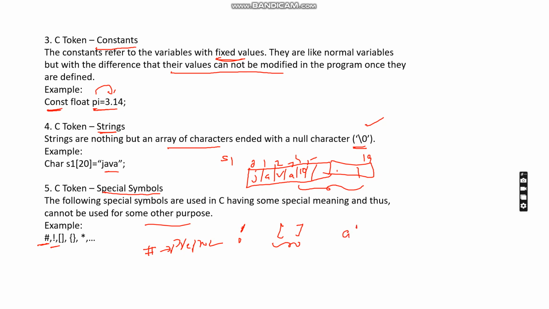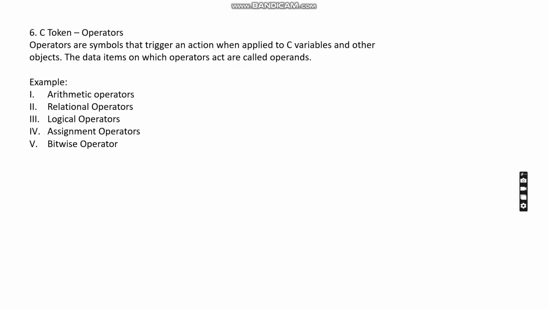For example, I want to give E of 3 or E of 5 like this. To represent the index, we are using the square brackets. The curly braces represent a block. To represent any block, we are using the curly braces. Whenever there is a star symbol, it represents multiplication. It can also be used as a pointer variable. These are the special symbols here. Let's come to the operators.